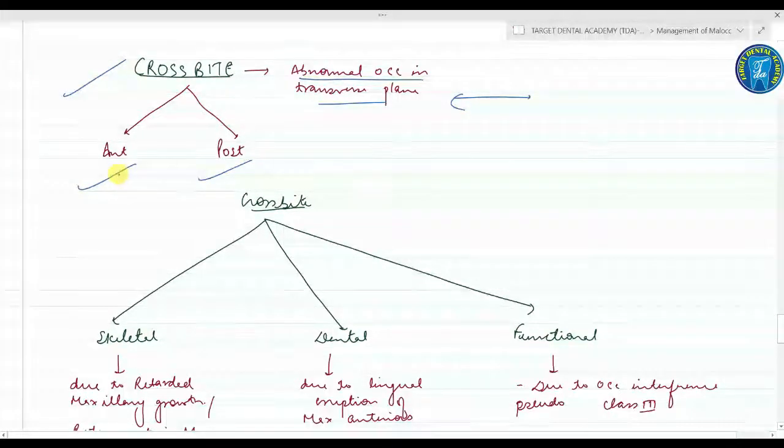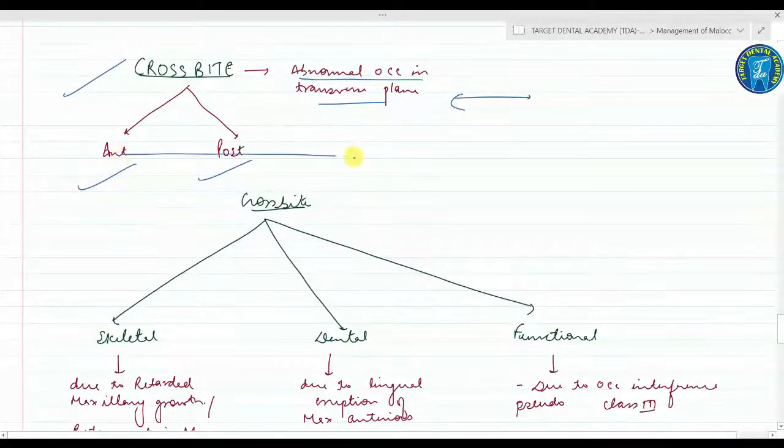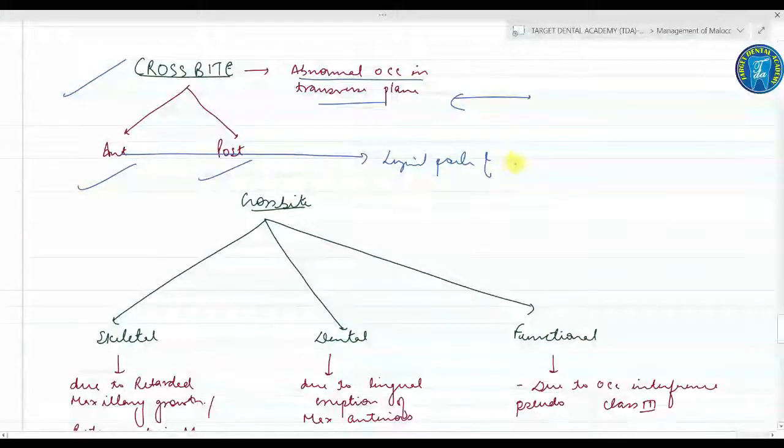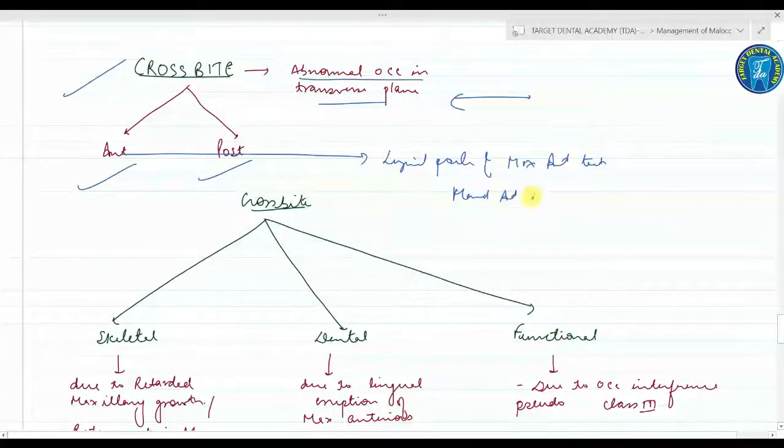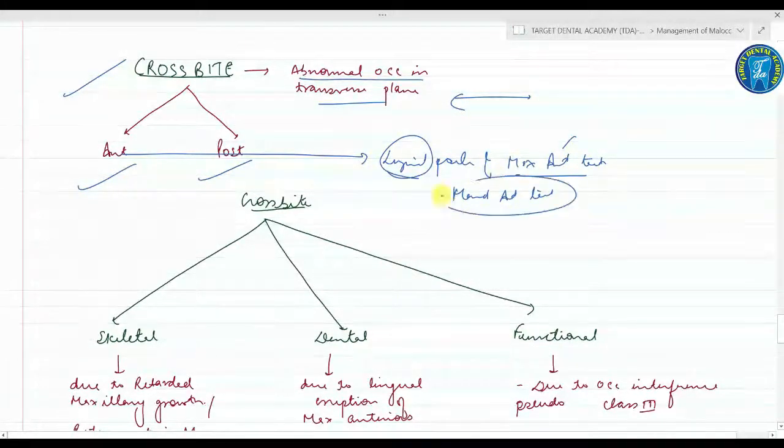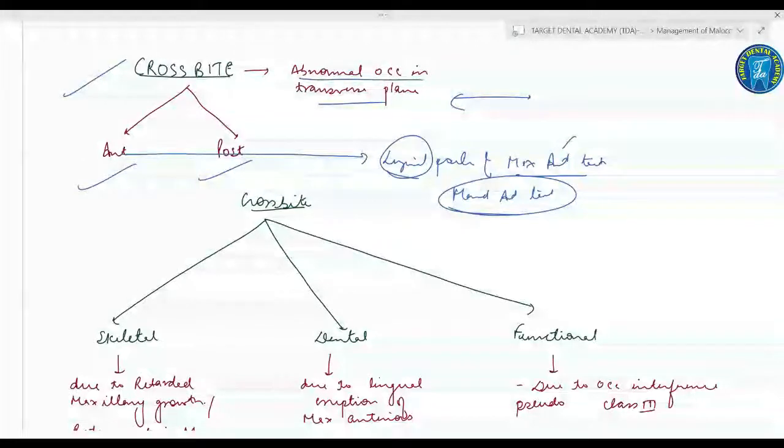Right? So the anterior crossbite may be defined as a malocclusion which results from the lingual position of the maxillary anterior teeth in relationship with the mandibular anterior teeth. It means there is a lingual position of the maxillary anterior teeth in relation to the mandibular anterior teeth. Fine. So the crossbites are basically of three types.